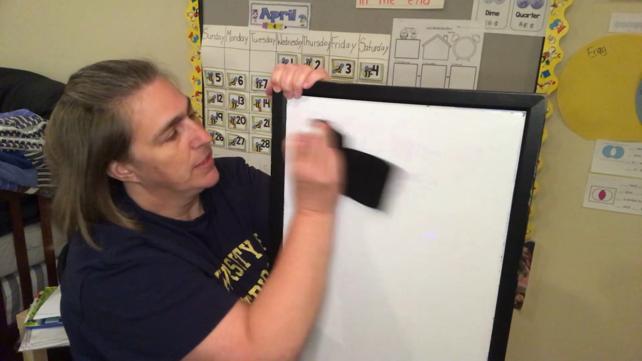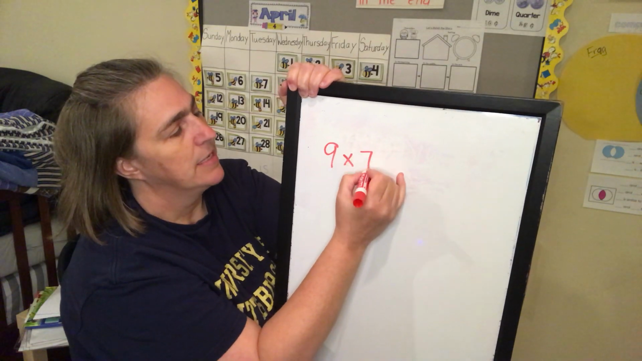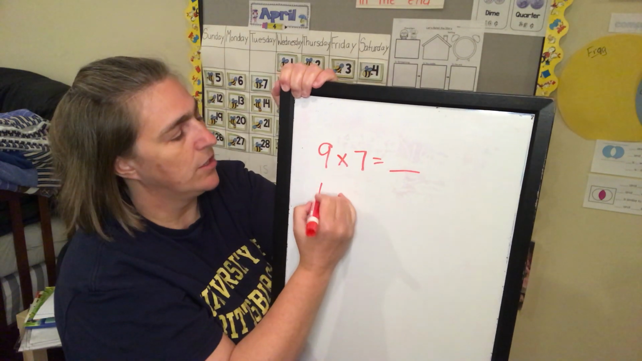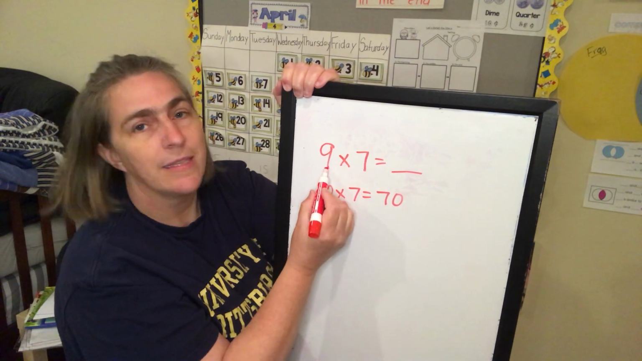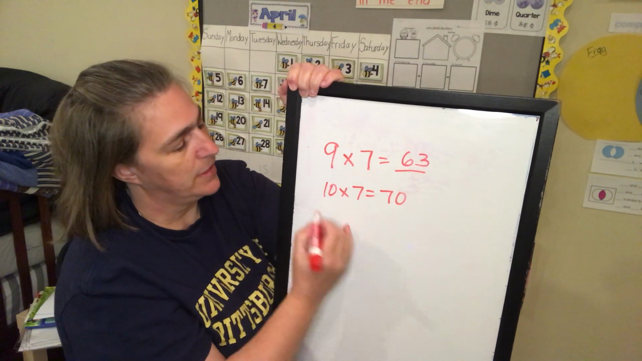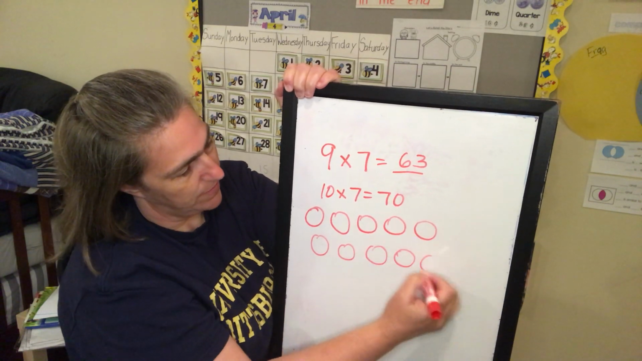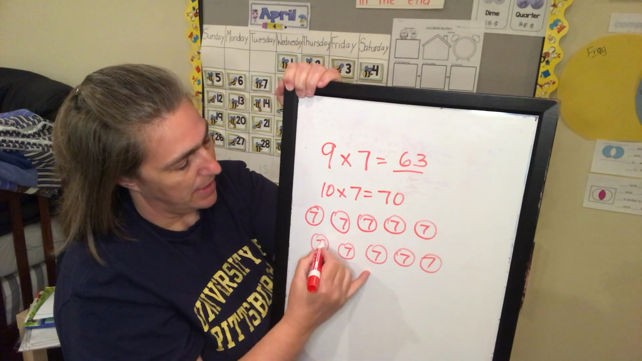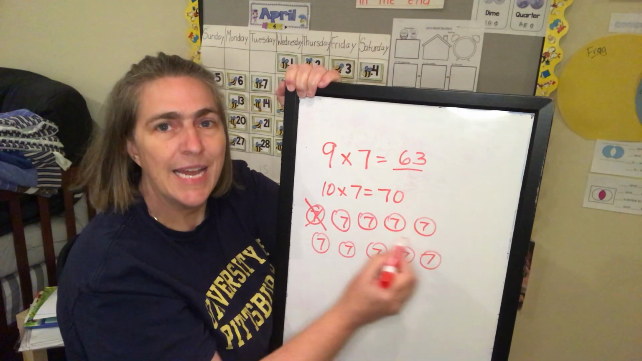They do this when we get to the 9s. If we had 9 times 7 equals something, I can use a fact that I know. I know 10 times 7 equals 70. This is one less set of 7, which is 63. So what does that look like? If I have 1, 2, 3, 4, 5, 10 sets of 7, I have 70. But if I take one of those sets away, I have 9 sets.